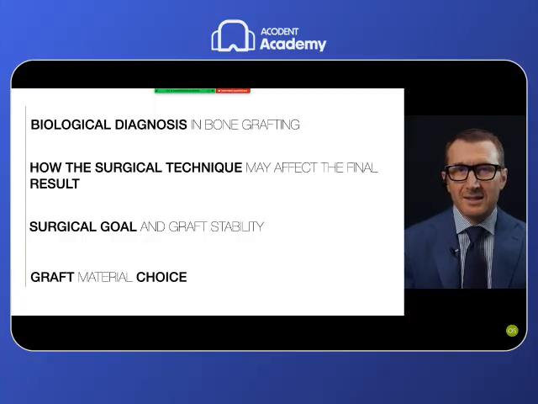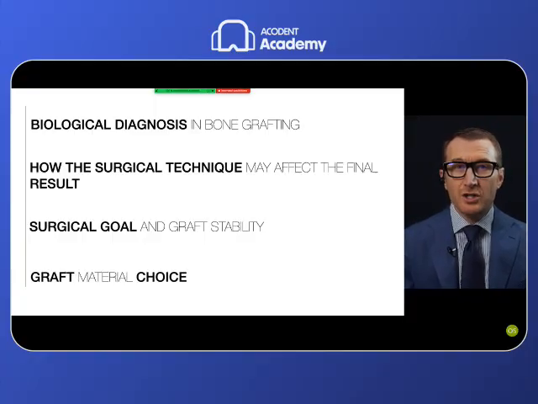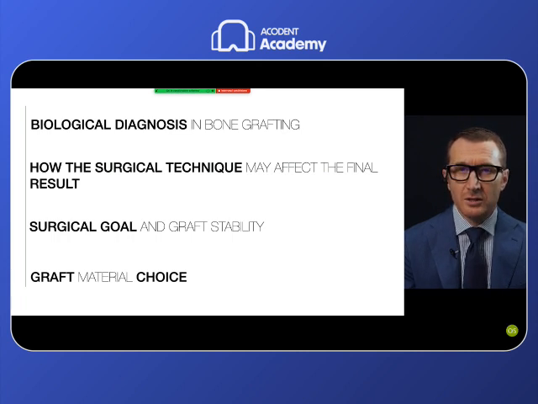Then we should ask ourselves before starting, what is the surgical goal of our treatment, why are we performing a bone augmentation, because the answer to this question is going to have a strong effect on the stability of the grafted area.